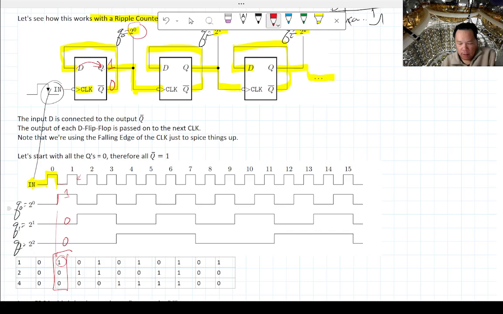Okay, so what happened is that when the next negative edge goes down, now Q bar is 0, and that's connected to D. So that data is going to get transferred over. The next step is that it's going to change Q to 0. The first Q goes to 0 here. This happens in this line.